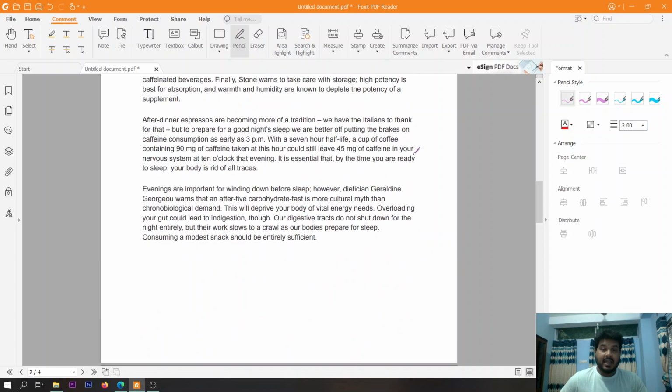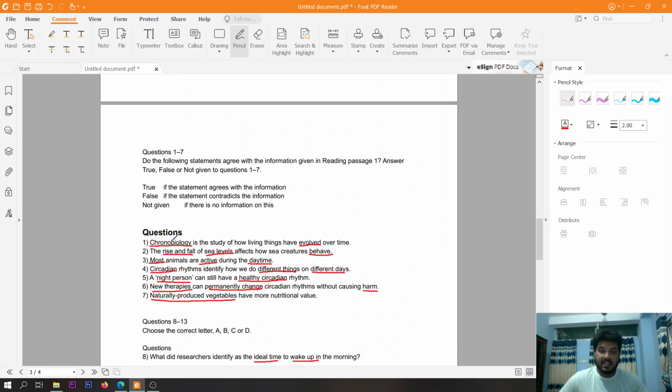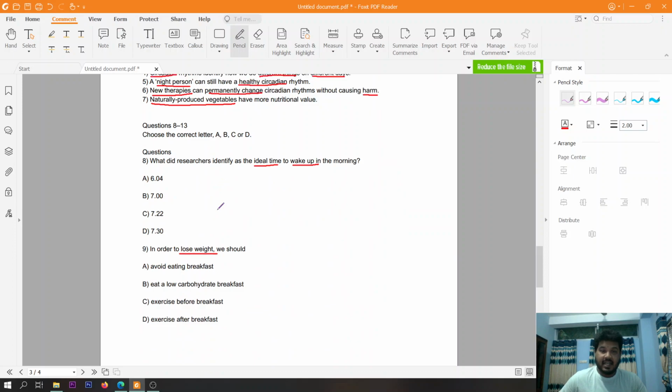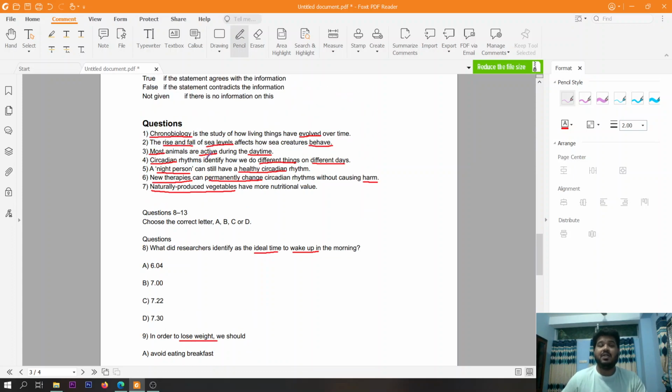Number one is the true, false, not given type of questions, and the second is the MCQ type of questions or answering the questions, which is short questions. Now, the reason I have chosen these two kinds of questions is because I would say in IELTS reading, these two can be one of the most tricky or the trickiest type of questions that you can find.